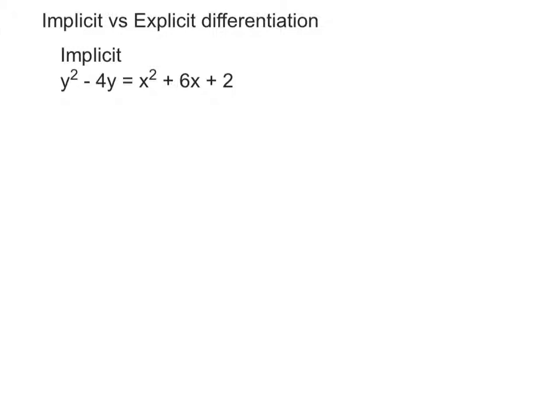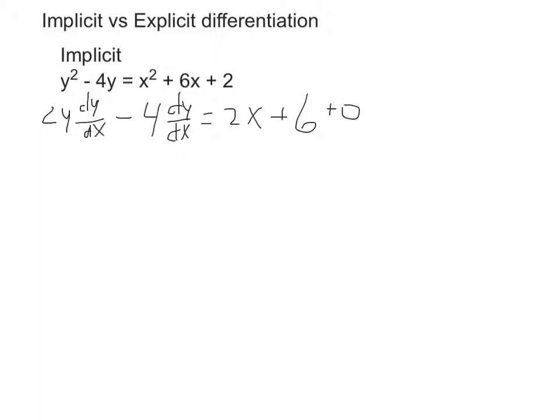So implicitly, this will be 2y, but that was taking the derivative of the y variable with respect to x, so dy/dx, minus the derivative of 4y is 4, and again, that was dy/dx, and that will equal 2x. Now that's dx/dx, the derivative of x with respect to x, so we don't need to write it, plus 6, again, don't need to write that because that was the derivative of x with respect to x, and 2 is a constant, so we have the plus 0.